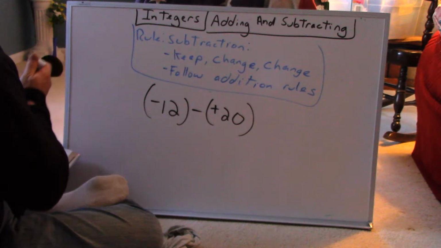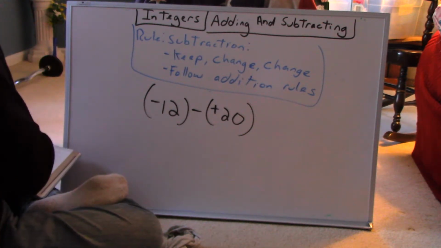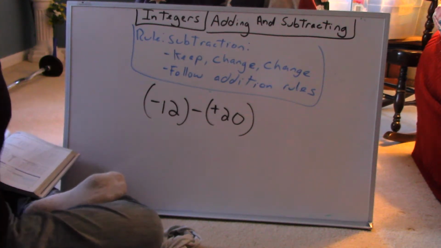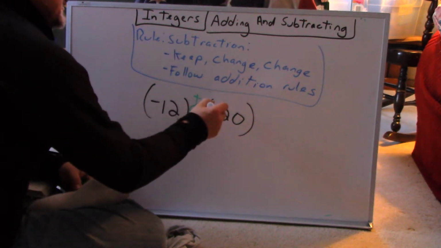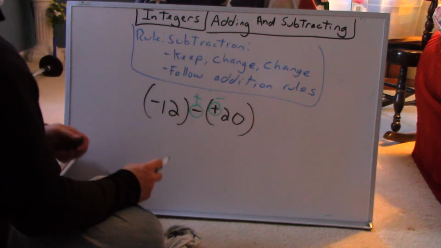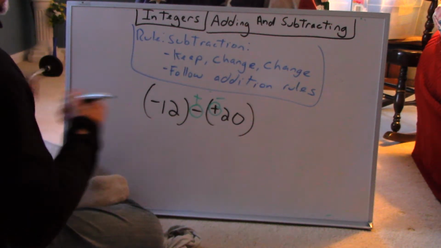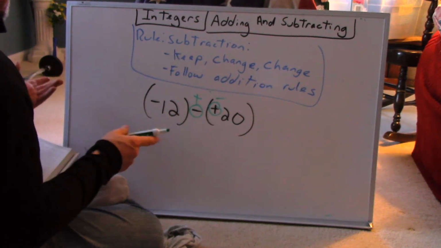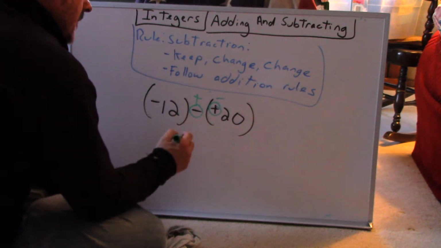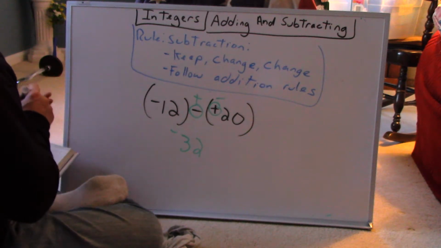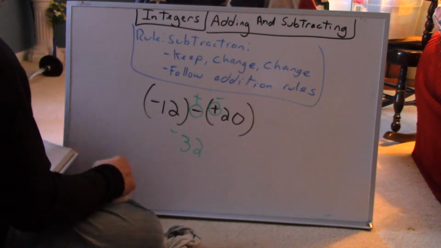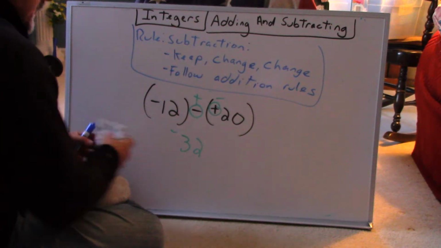Okay, now what do I do? I keep the first sign, negative, take the second sign and change it, and make it positive. Take the third sign, change it, and make it negative. And then I add and keep the sign. 20 and 12 is 32. Negative 32. Okay, I hope you're getting this.